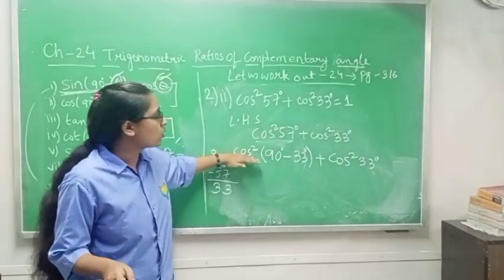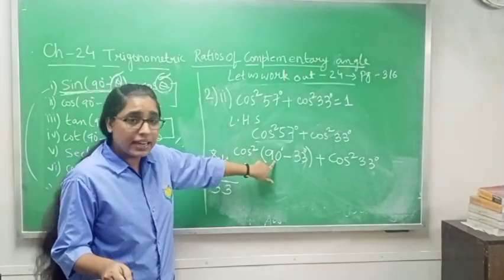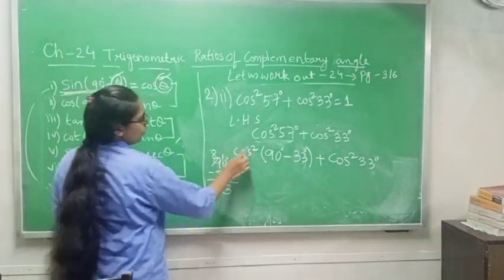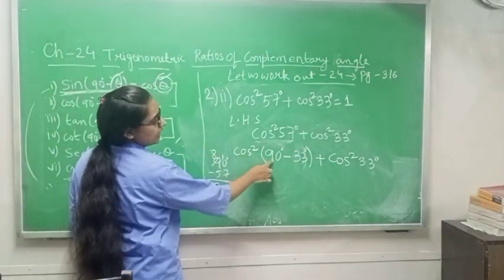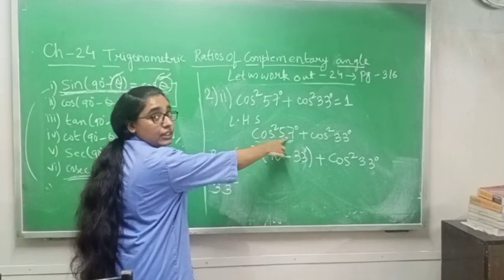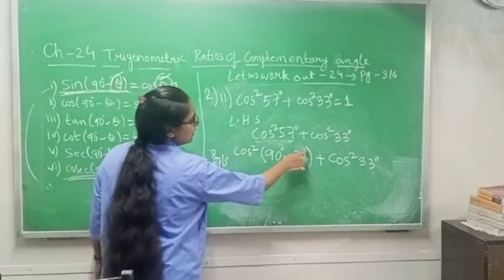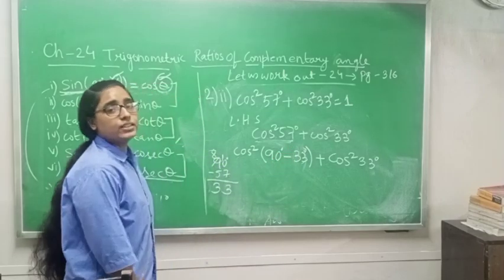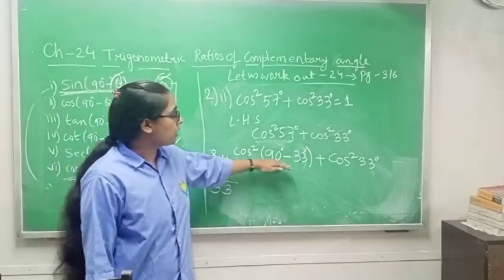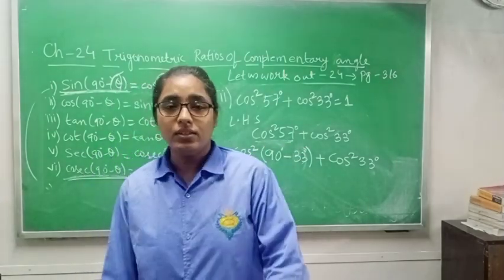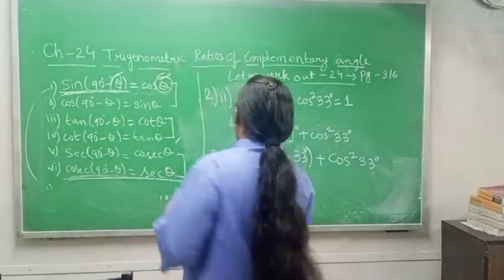First I am writing cos square as it is. Then I am writing 90 degree. I am giving minus sign. Then after that in rough, what am I doing? I am subtracting this 90 degree with this 57 degree. When I subtract, I am getting 33 degree. It means that in this place I will write 33 degree. If you subtract 90 and 33, again you will get 57 degree. Understood?